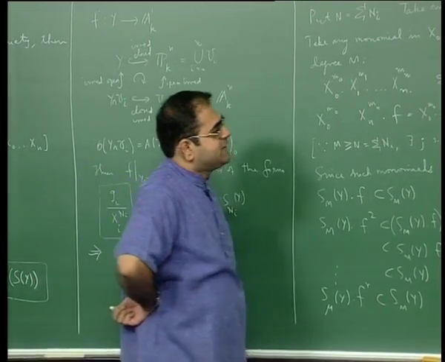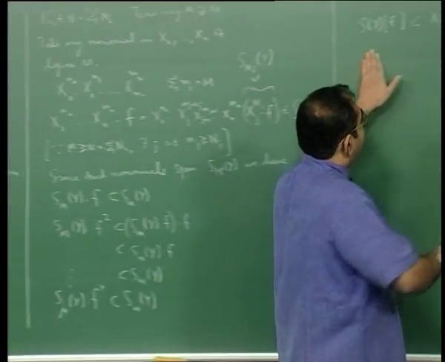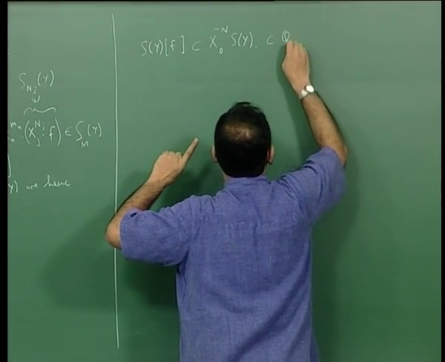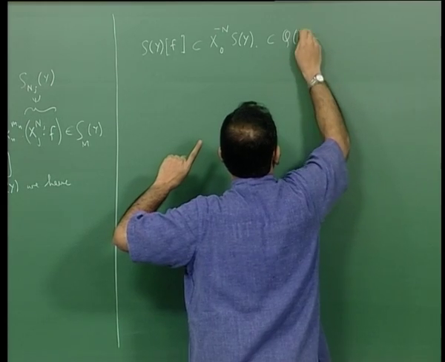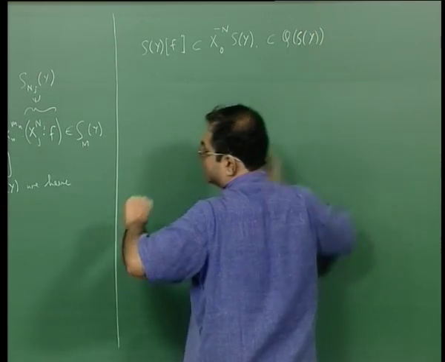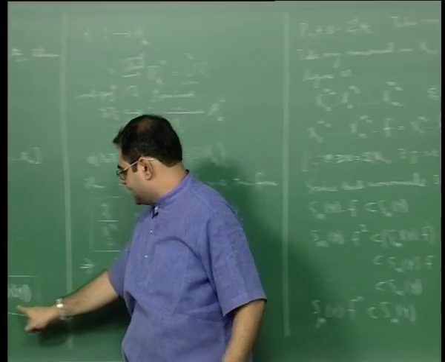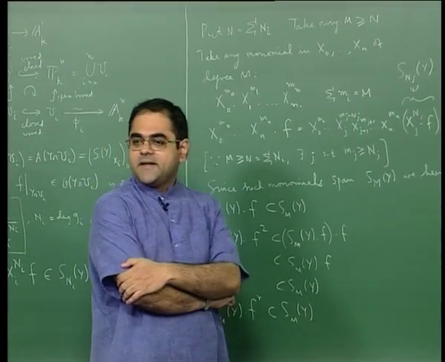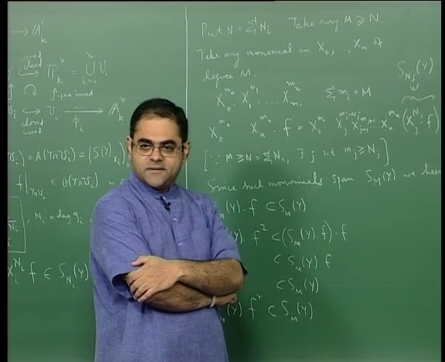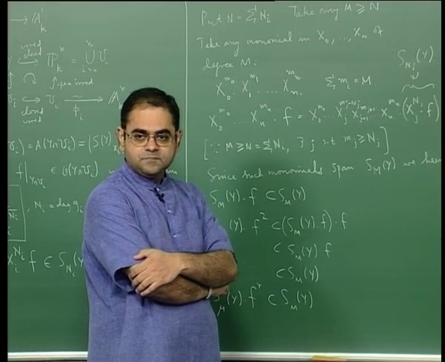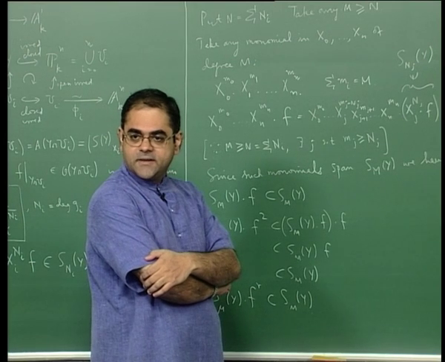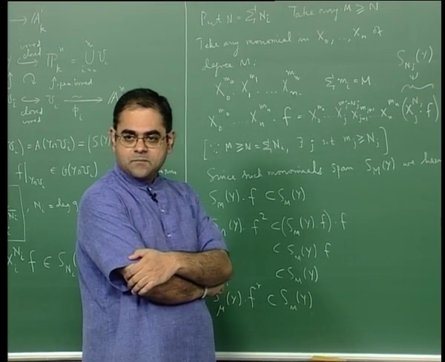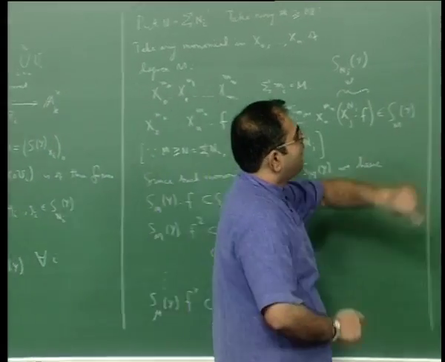Okay, and where is all this happening? Mind you, all this is happening in the quotient field of S Y. The big huge field where everything is contained, it's happening there. X naught to the minus n makes sense there in the quotient field of S Y. Everything is living there. Right? Why is this true?